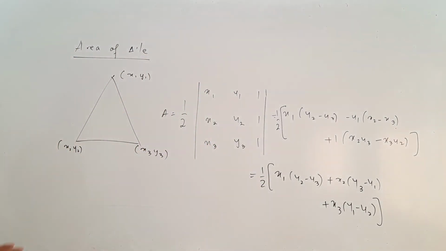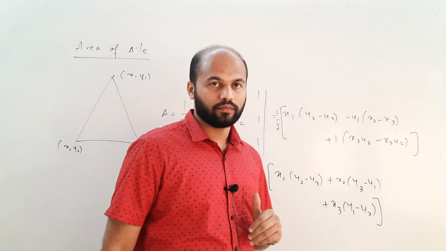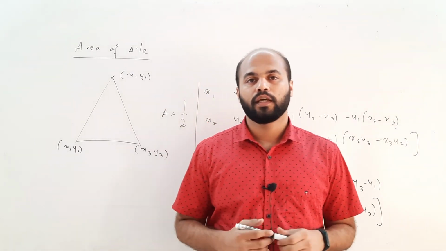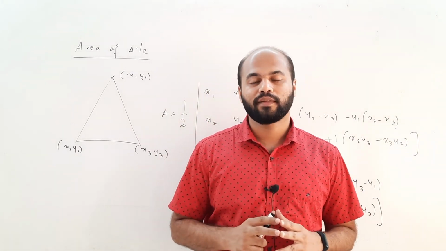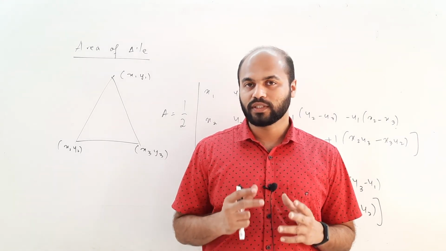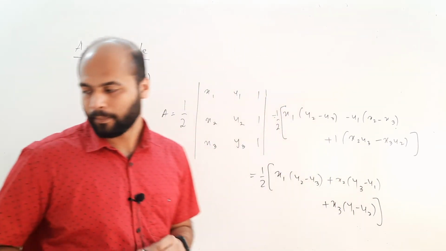So this is the formula for area of the triangle. Now one relation between collinearity and area of the triangle is that if the 3 points are collinear, then you can clearly say that area of the triangle is 0. So we can use this result for solving problems. Let's take one problem of this kind.